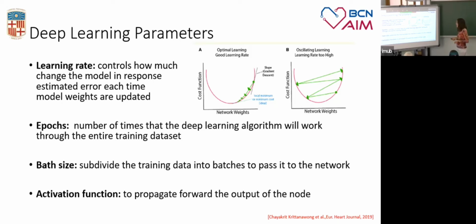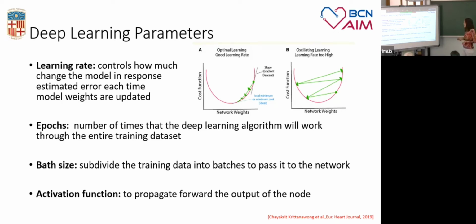Then we have the epochs, which is the number of times that the learning algorithm will work through the entire training set. If you have too many epochs, you can suffer overfitting, but if you have too few, you may not learn enough. As I said, every data set is different, and you need to try many times.